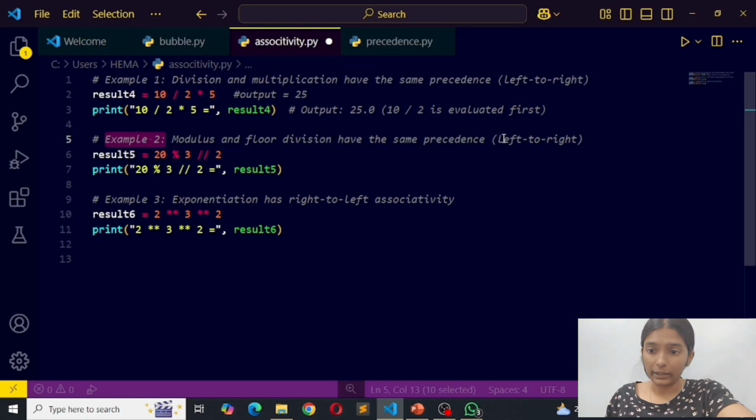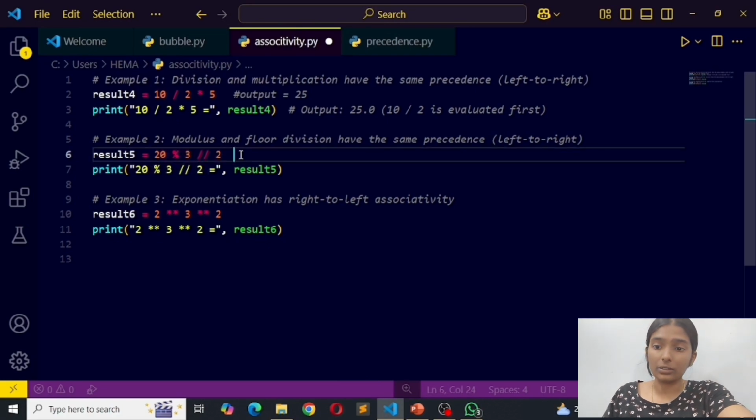Now when we look at example 2, modulus and floor division have the same precedence. Hence, we use the left to right associativity here. That means 20 modulo 3 gives us the remainder 2, and 2 floor division 2 gives us 1. Our output is 1.